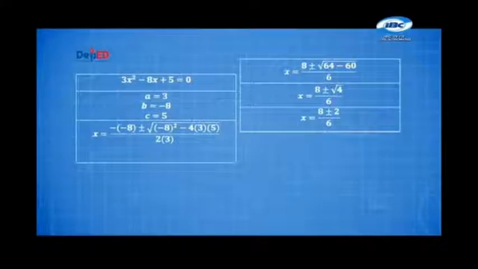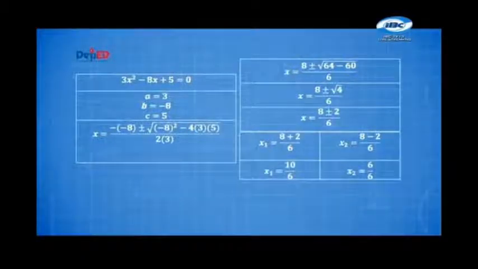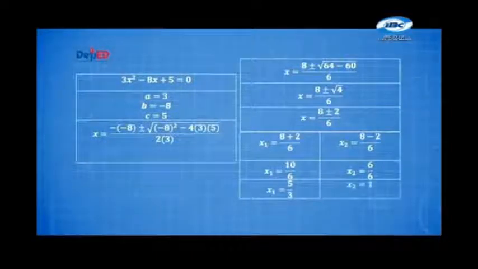Next, we break down the equation into 2. X sub 1 equals 8 plus 2 all over 6, and x sub 2 equals 8 minus 2 all over 6. Then, we solve for x. X sub 1 is equal to 10 over 6 and can be simplified as 5 over 3. X sub 2 is equal to 6 over 6 and can be simplified as 1. The roots are not equal, but they are both rational.